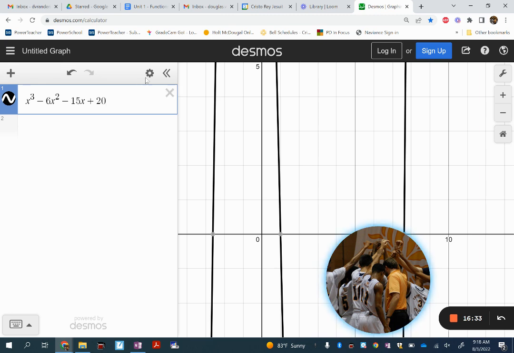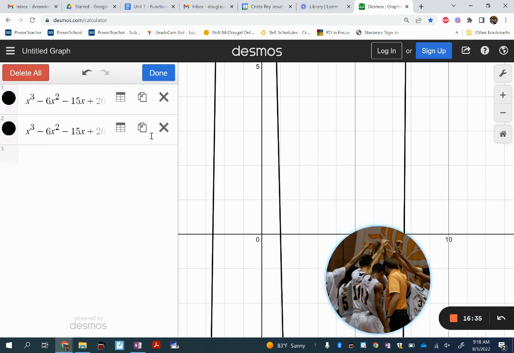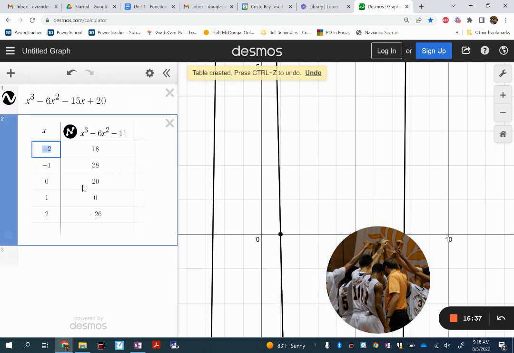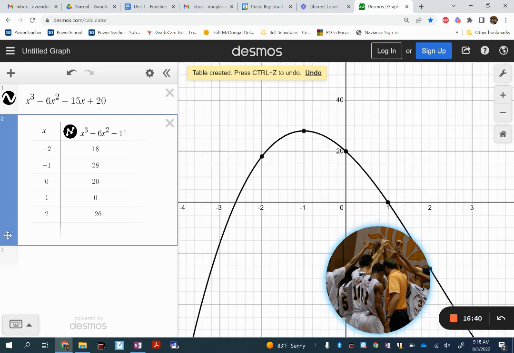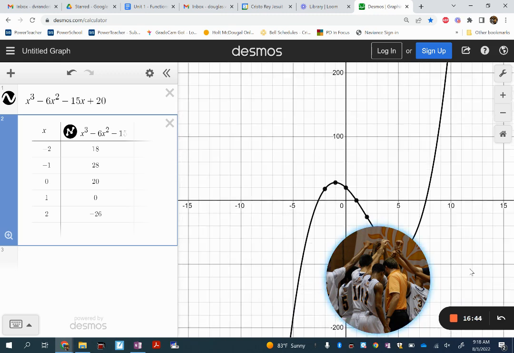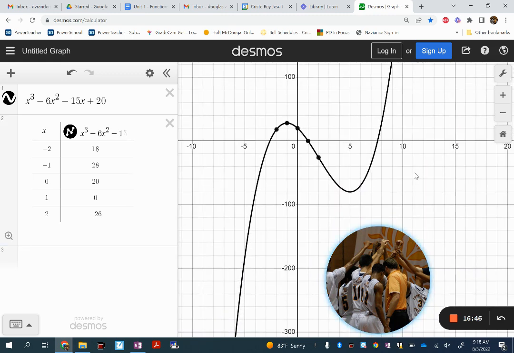Okay, and I can't really see that. So what I always like to do is I duplicate it and make a table, and then I hit this little magnifying glass, and that makes it look a little easier. Still can't see much of it, but if I zoom out just a little bit, then I can kind of see what's going on.